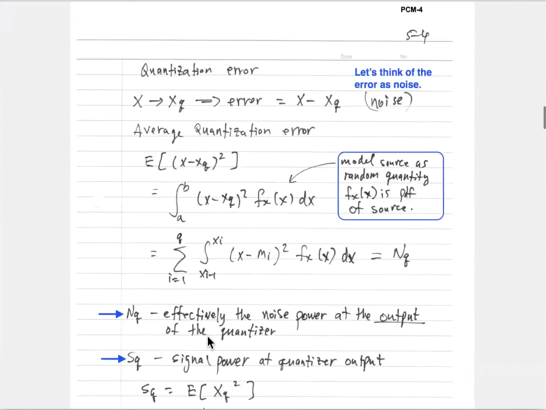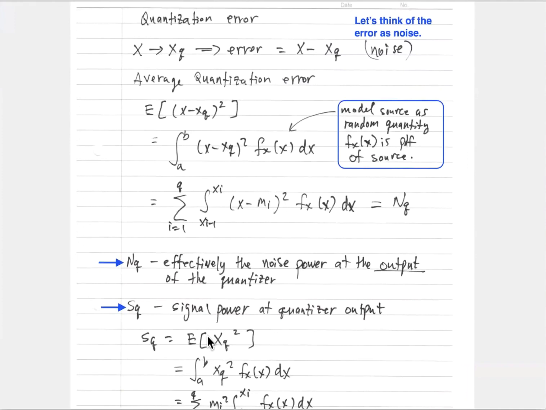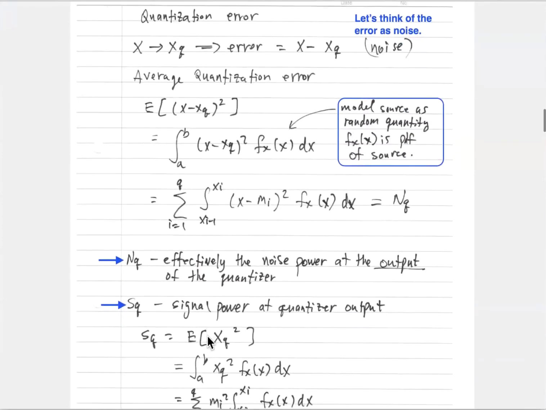As I said, we're going to replace X by XQ, and that causes an error. I'm on slide 4 now. We replace X by XQ. That causes an error, and the error is X minus XQ, and we're going to essentially treat this as noise. XQ equals X plus error. It's like I receive XQ, and the error that's added is X minus XQ. So in some sense it's just like additive noise.